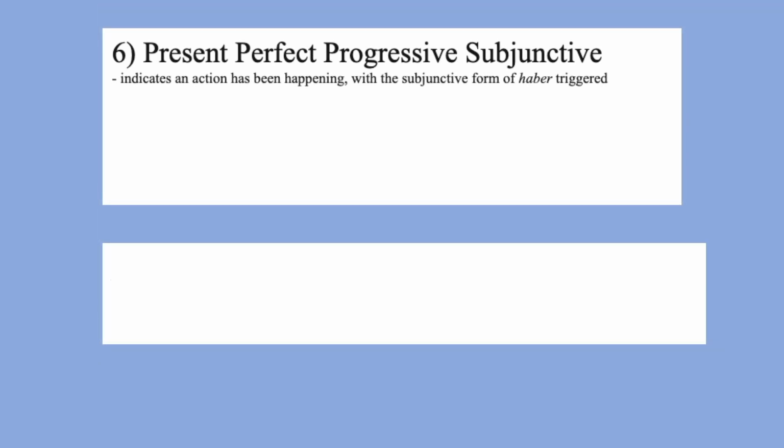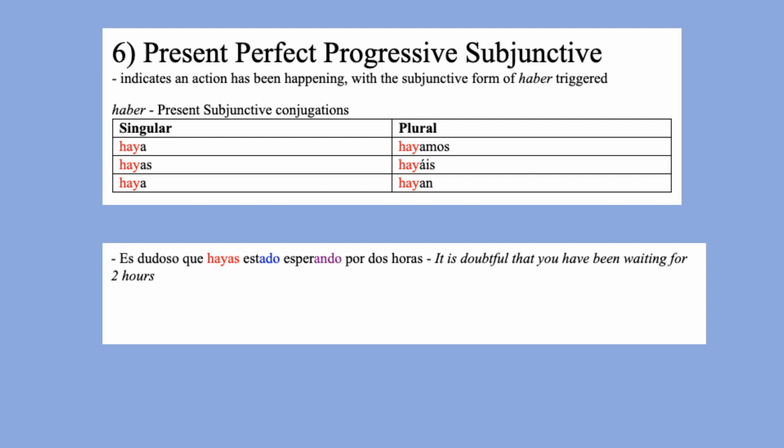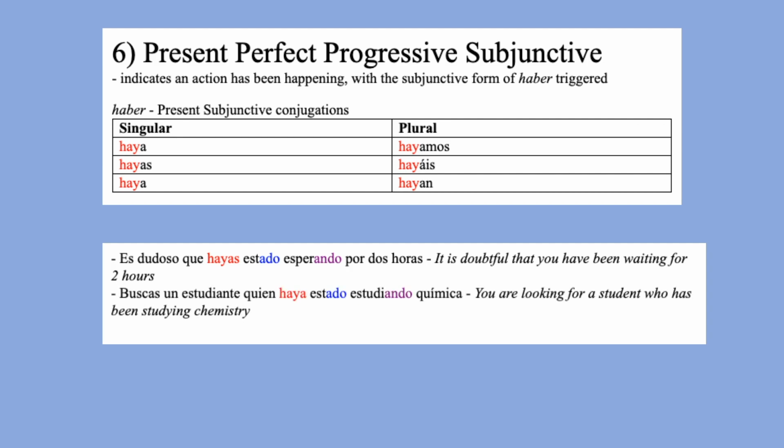The present perfect progressive subjunctive indicates an action has been happening with the subjunctive form of haber activated. Es dudoso que hayas estado esperando por 2 horas. Buscas un estudiante quien haya estado estudiando química. No creo que hayamos estado practicando bien.